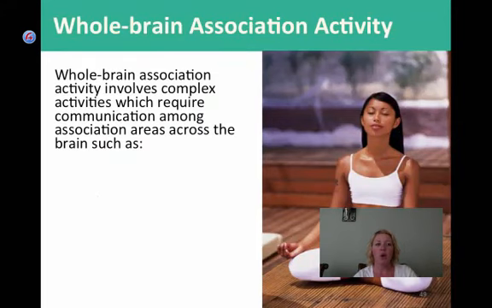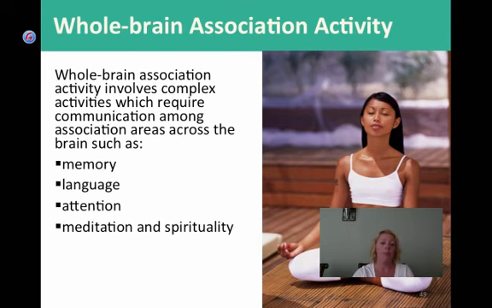Now, whole brain association activity involves complex activities which require communication among the association areas across the brain. So it's very rare that just one of our association areas is activated. We're constantly using all of these areas because we're constantly bombarded with sensory input. Some examples of this would be memory, language, attention, meditation and spirituality, and just consciousness. Being aware, being awake, being alive requires your whole brain.